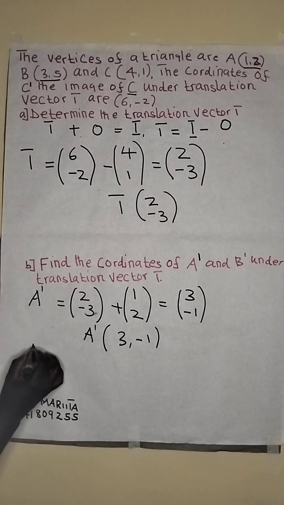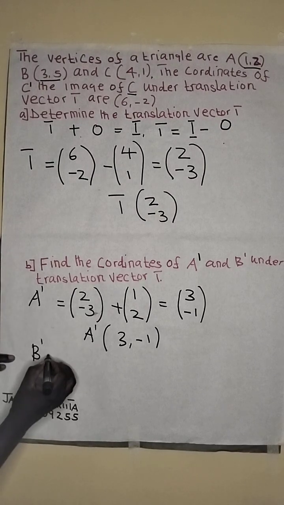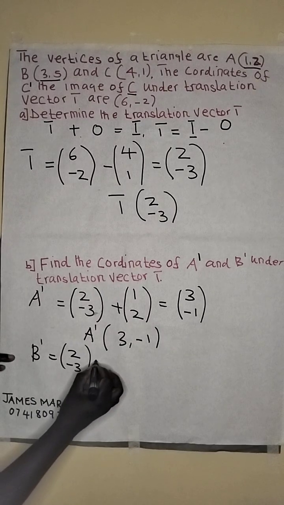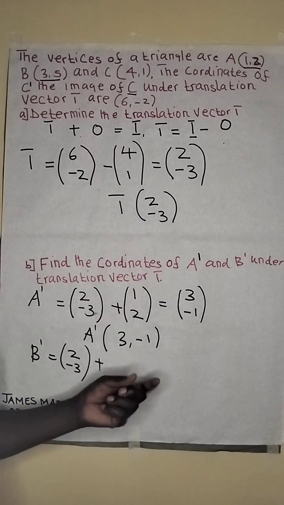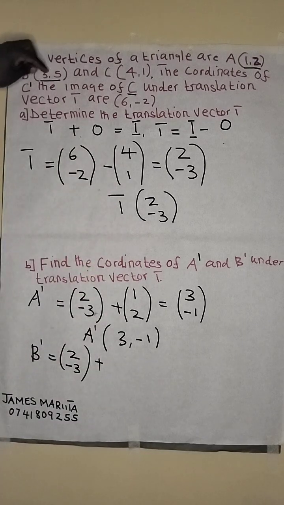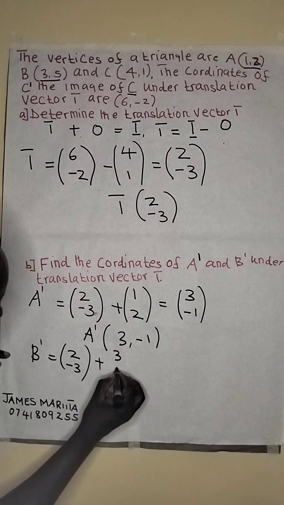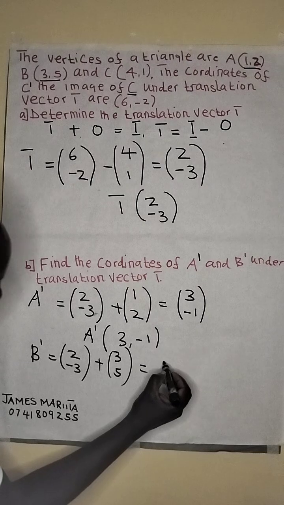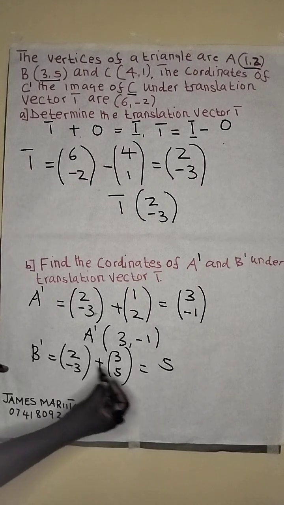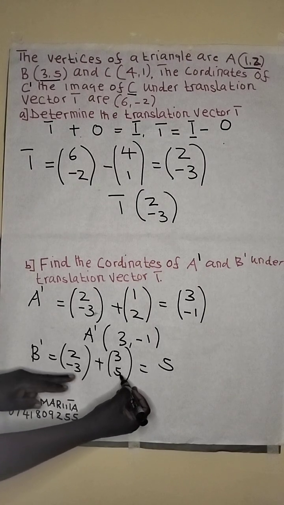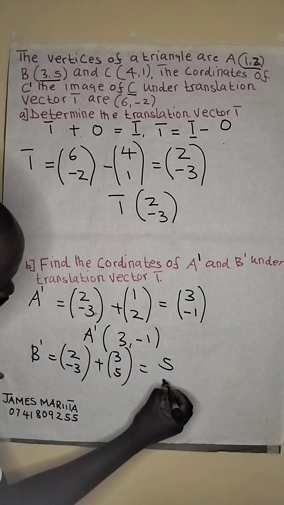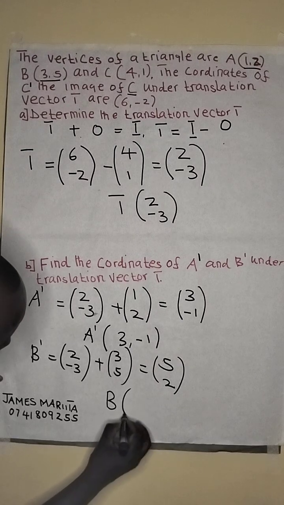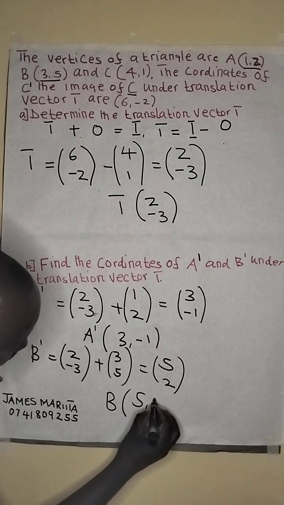Then also we have the coordinates of B'. We can do the same. The translation is (2, -3) plus the coordinates of B, which is (3, 5). If we add, 2 plus 3 gives us 5, then -3 plus 5 gives us 2 positive. Therefore, the coordinates of B' are (5, 2).